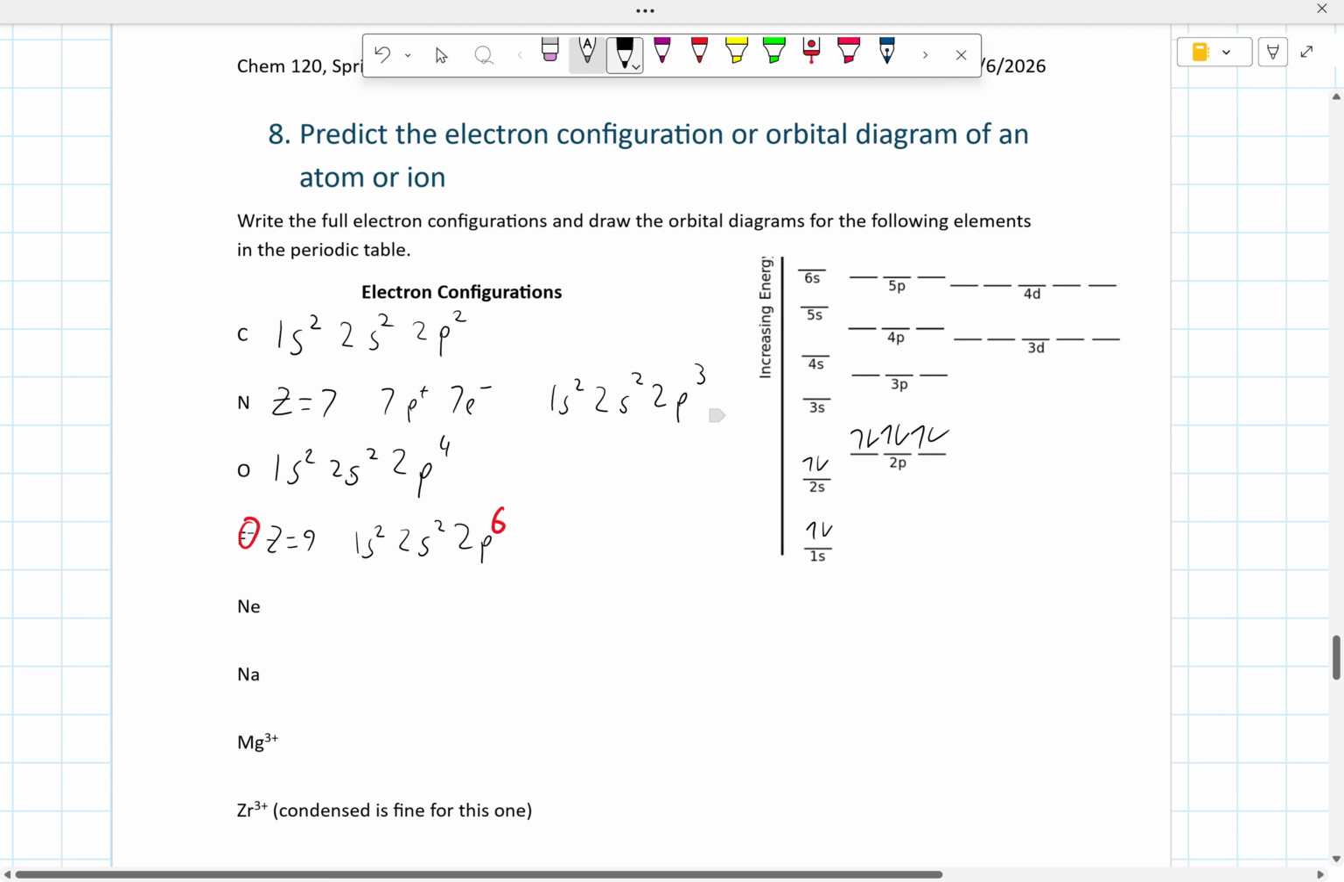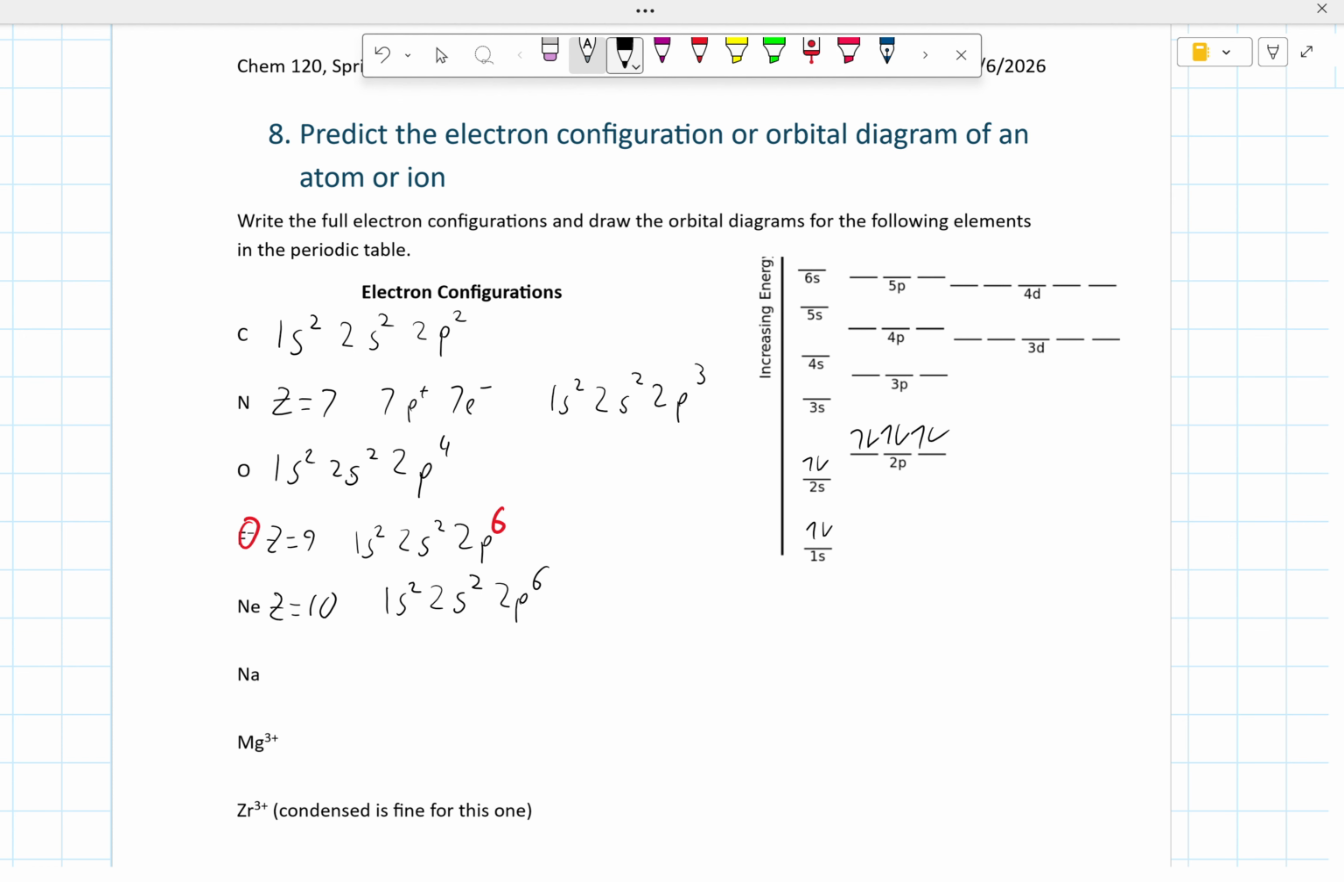Neon is Z equals 10, so I'll have 10 electrons. It's going to be isoelectronic, meaning having the same number of electrons as fluoride, F minus. So it's the same. Sodium now is 1 higher, Z equals 11. So again, the 1s2, 2s2, 2p6 as typical, but now I need an extra electron in my n equals 3 level, 3s1, like that.